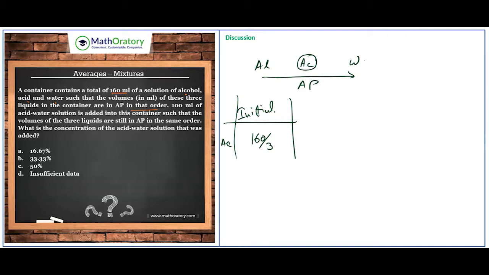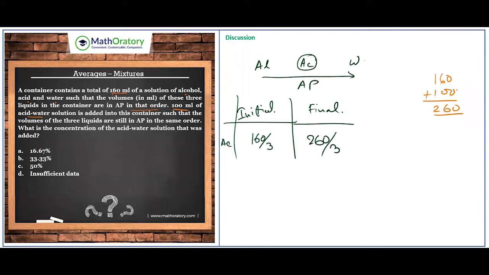Now 100 ml of acid and water is added to this, such that the volumes of the three liquids are still in AP and also in the same order. Initially we had 160 ml to begin with. We are adding 100 ml to this. So the final volume total is 260 ml. Again we have an AP series, again acid is the middle term. So again we can figure out that acid in the final solution is the average of the three numbers. So that is 260 by 3, right?